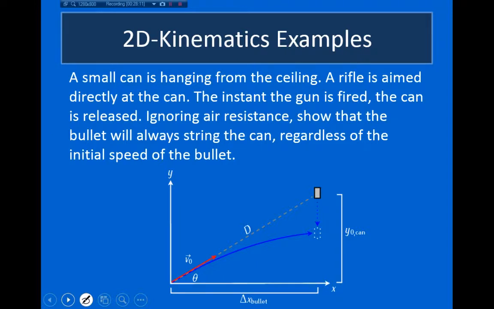Okay, so this is like a classic problem. I'm taking a gun and I'm pointing it straight at the can, and the instant the gun is fired, the can is dropped, and no matter what, the bullet's always going to hit the can. So how do we show that that's going to happen?